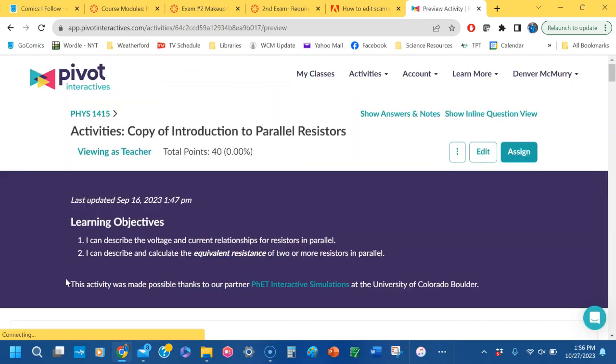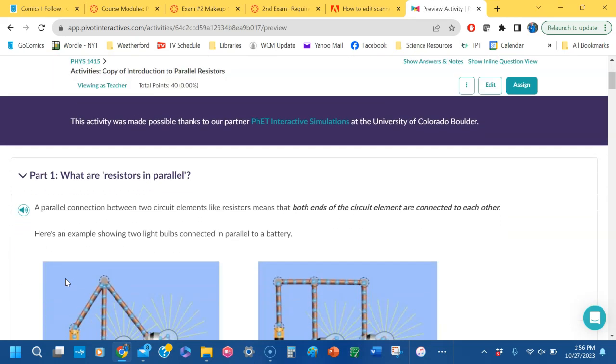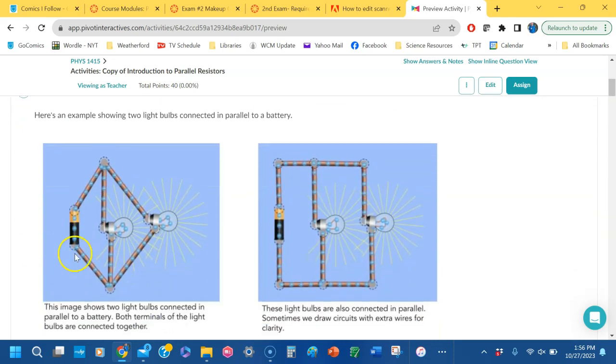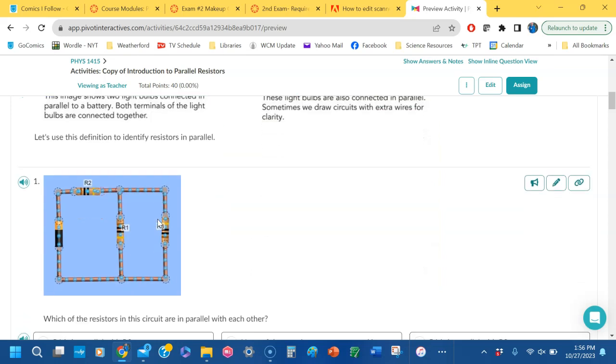Okay, we're going to do the parallel one. Now, it gives a little definition of parallel resistors. These are light bulbs, but light bulbs have resistance in them because as the electricity flows through them, it is resisted by the materials of the light bulb. But in our diagram here, we're going to show the parallel resistors.